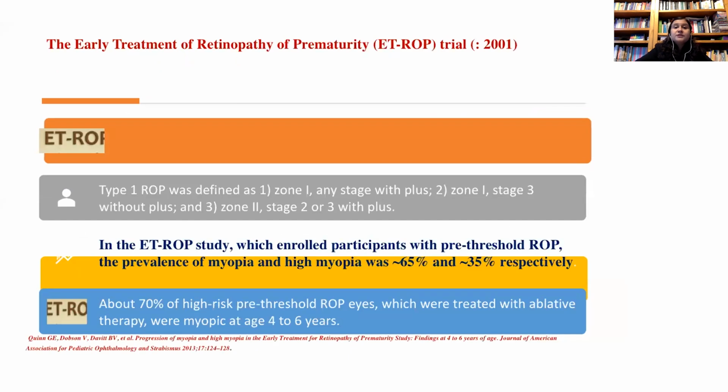The ETROP study, which was published in 2001, enrolled participants with pre-threshold ROP, and the prevalence of myopia and high myopia was 65% and 35% respectively. And about 70% of high-risk pre-threshold ROP eyes which were treated with laser were myopic by the age of 4 to 6 years.